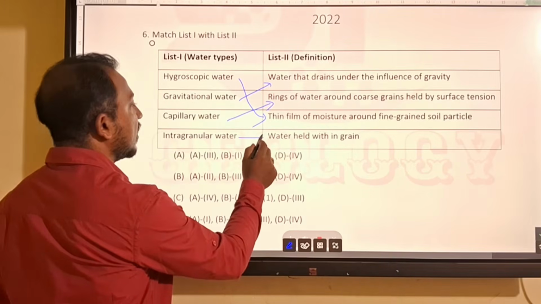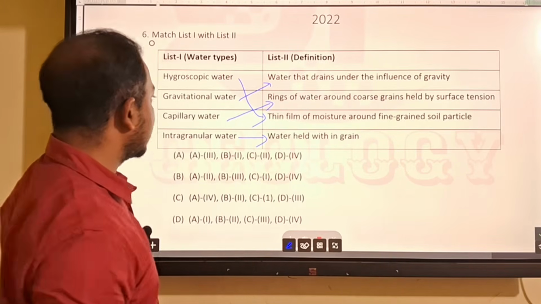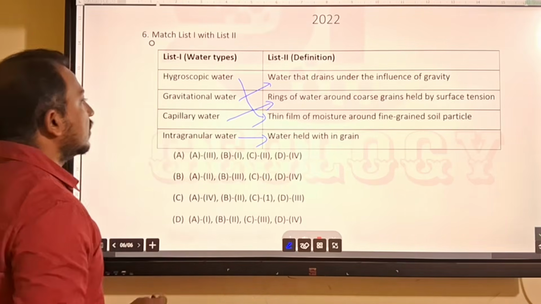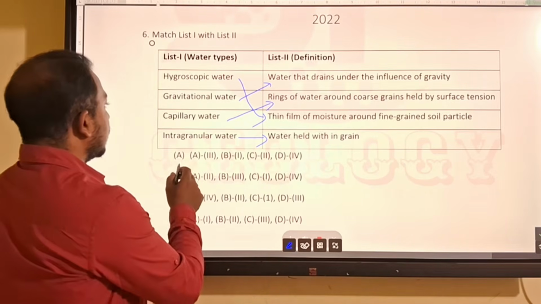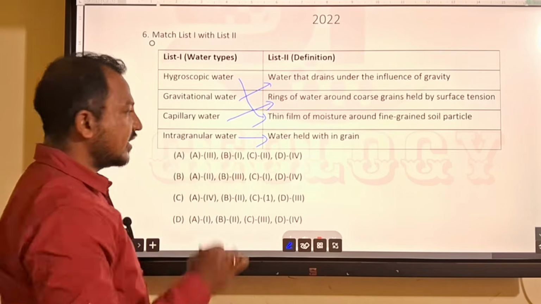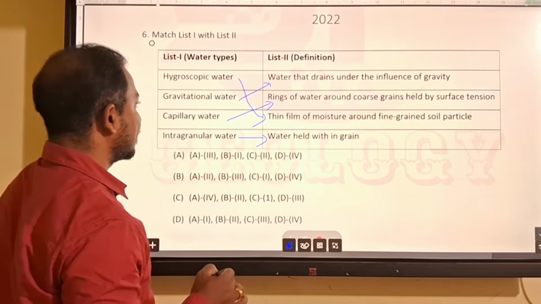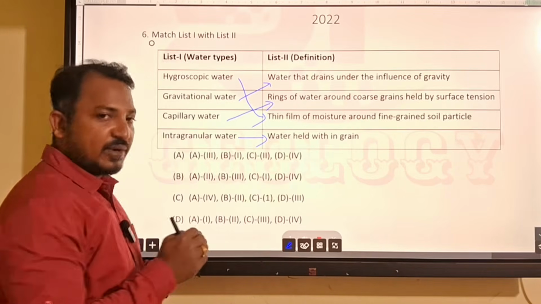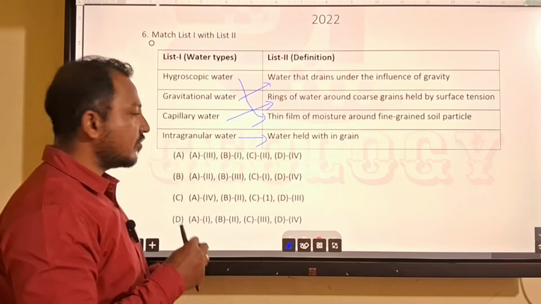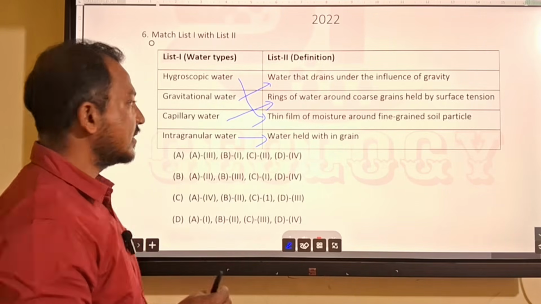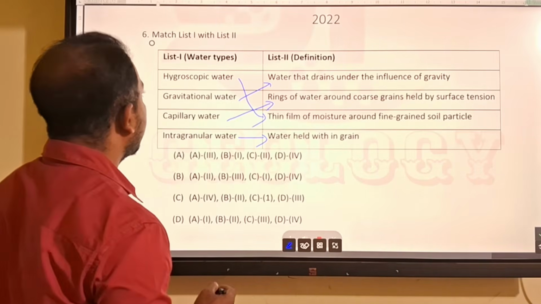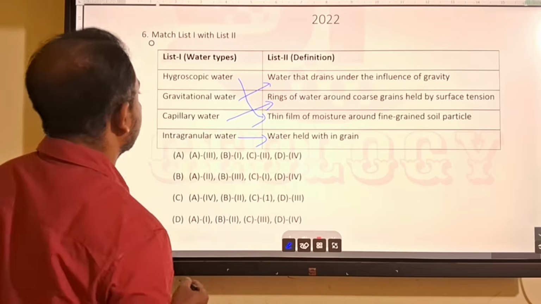Then water held within grains is called intragranular water. Sorry, I said intergranular; it is intragranular. Intra means within grains, not in between grains. In between is intergranular. Intragranular means water present within grains. So let's see what our answer will be: hygroscopic water, C.